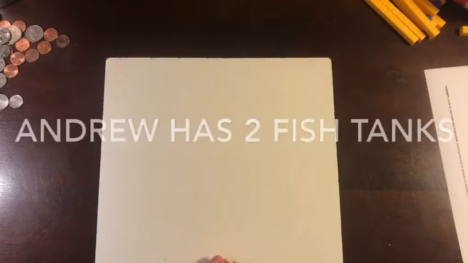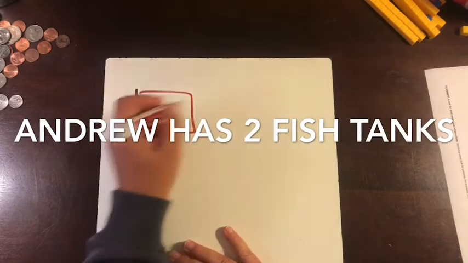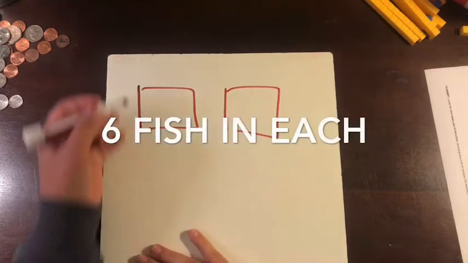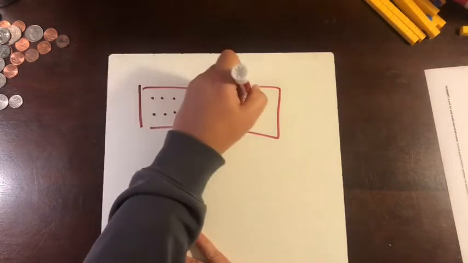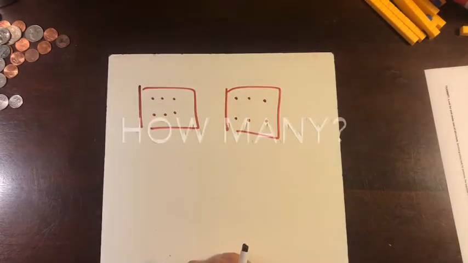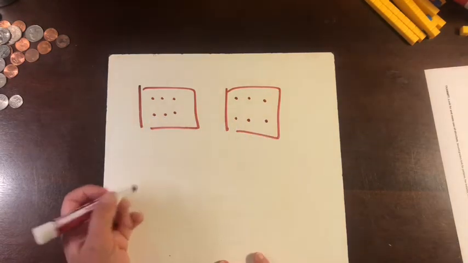So I'm going to get out my slate and let's do a few number stories. Let's say, we'll say Andrew has 2 fish tanks. Okay, so he has 2 fish tanks. And he has 6 fish in each tank. 1, 2, 3, 4, 5, 6. 1, 2, 3, 4, 5, 6. How many fish does Andrew have? Yeah, that's right. He'd have 12.